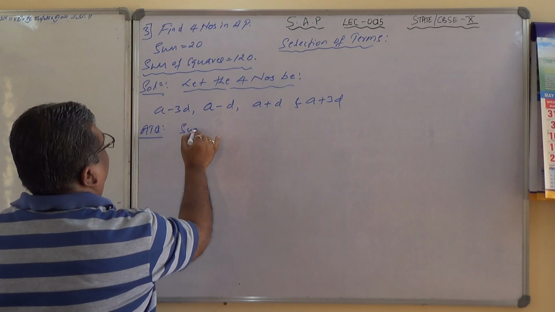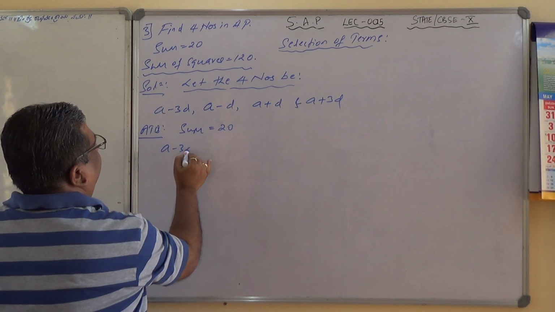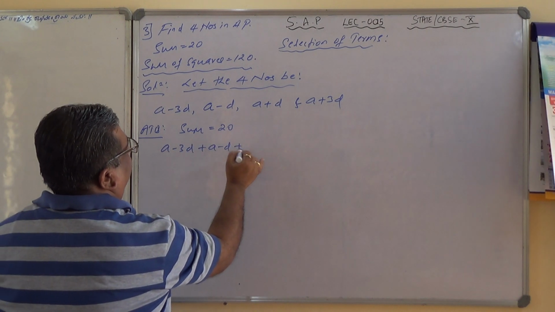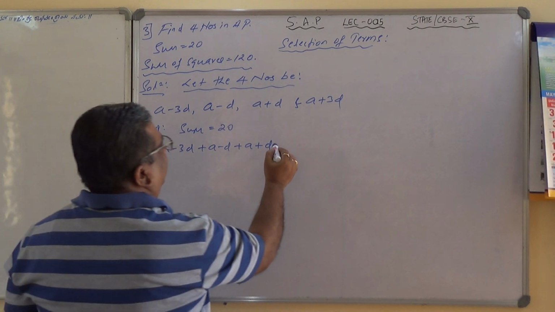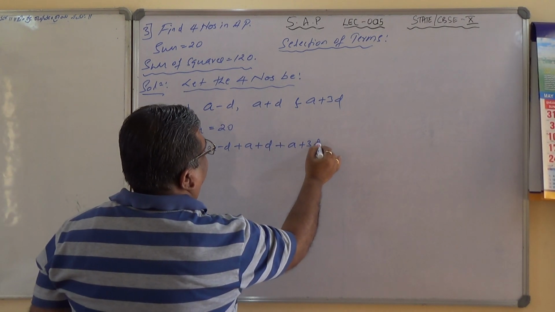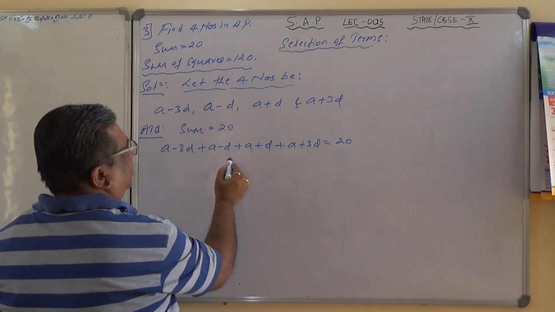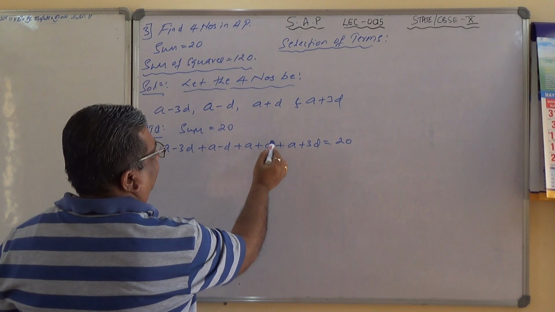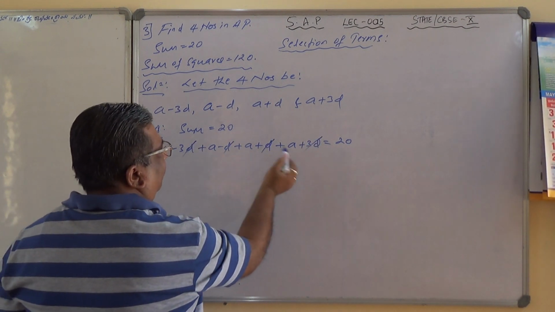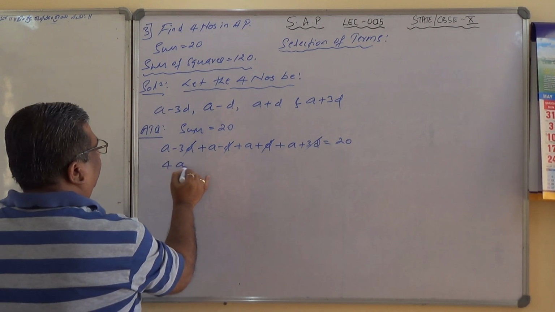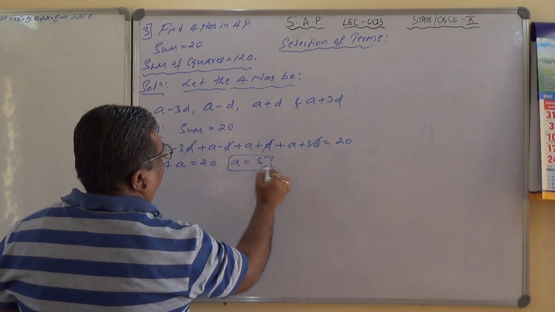sum equals 20. So a minus 3d plus a minus d plus a plus d, what is all the sum here? Plus a plus 3d equals 20. So check now: plus d minus d, plus 3d minus 3d, 1a, 2a, 3a, 4a. Therefore 4a equals 20, a equals 5. So you got a equals 5.